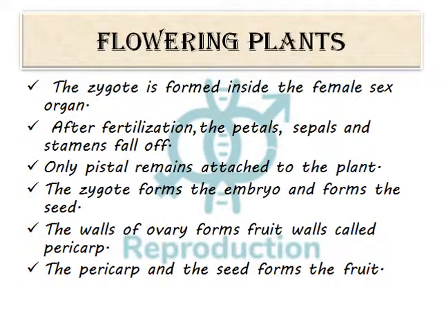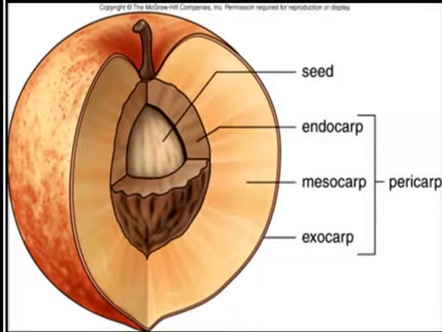Now once the pericarp and the seed are formed, we collectively call the pericarp and the seed a fruit. Here is the diagram of an apple. Here you can see in the middle we have seed, then we have pericarp. Here three layers of pericarp are given. These were actually the layers of ovary which has now developed into fruit.